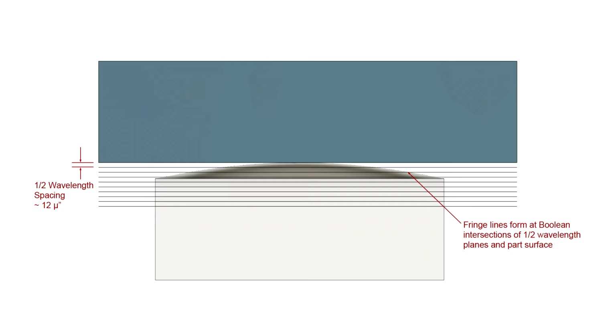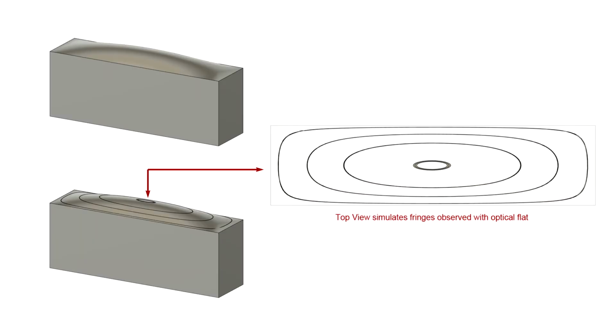At every location where a half wavelength plane touches the top surface of a part, the light reflected from the bottom of the flat and the light reflected from the part surface will cancel, and a dark fringe forms. This generates 3D contour lines along the part surface, with each contour line falling on a half wavelength plane. If we extract the intersection of these planes and the top surface of a part, the intersections represent the interference fringes. We'll use this technique to visualize fringe formation.